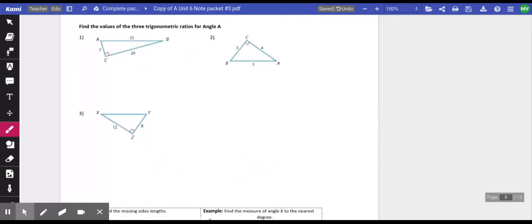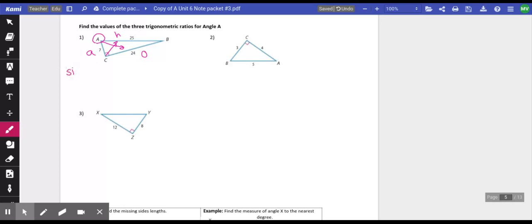So now I want you to pause. I want you to find the three trig ratios for angle A for 1, 2, and 3. And then come back and we'll check. So the first thing I do on number 1 is I label my parts. So here's my right angle. So this is my hypotenuse. I'm talking about angle A. I could talk about others, but in this case I'm talking about A. So 24 is my opposite and 7 is my adjacent.